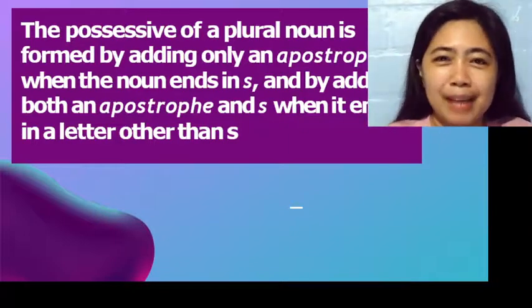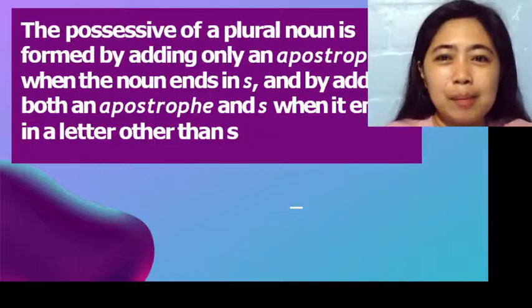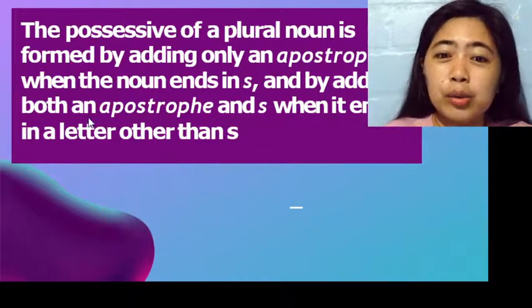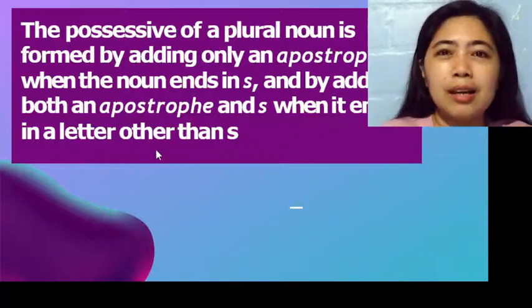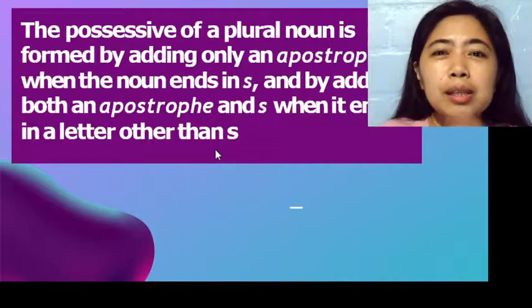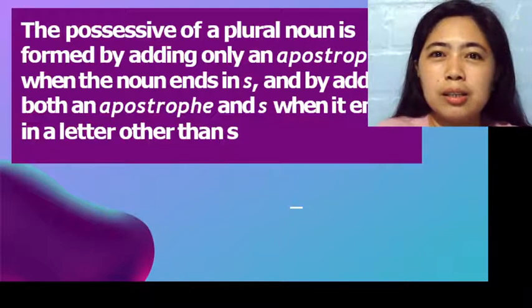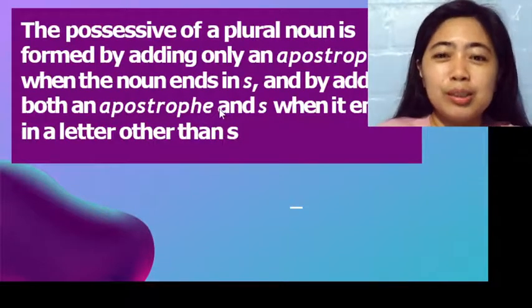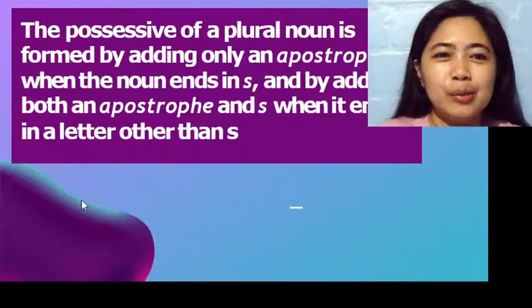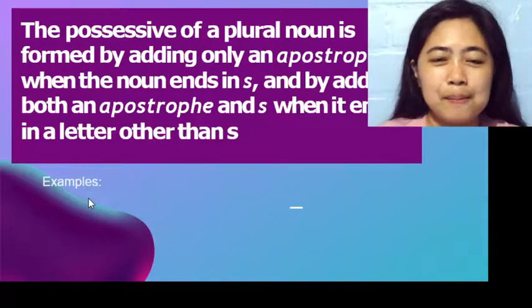Okay, so in that manner, you only have to add an apostrophe. And you add both an apostrophe and s when the plural ends in a letter other than s. So there are some plural nouns which don't actually end in the letter s, so in that manner, we use the apostrophe and the s. We have here some examples.